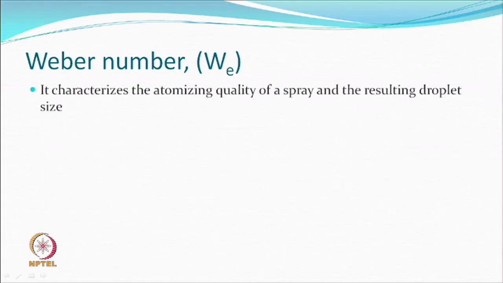Generally, surface tension wants to make the drop rounder, and the inertial forces will like to spray. So, they will be acting against each other. So, this Weber number characterizes the atomizing quality of the spray, and therefore the size of the droplet. It is a dimensionless number. So, the units of all these are chosen in such a manner that you just get a number.